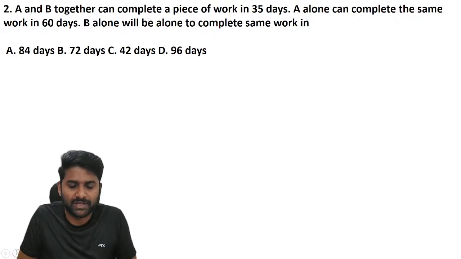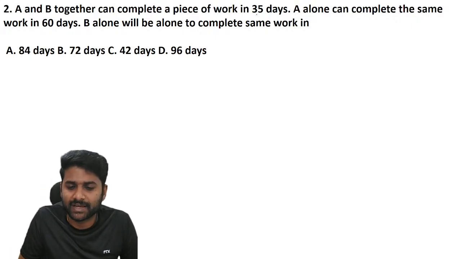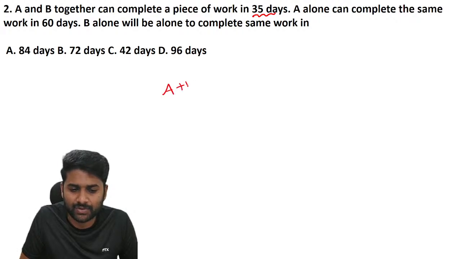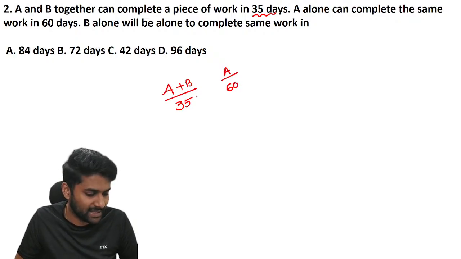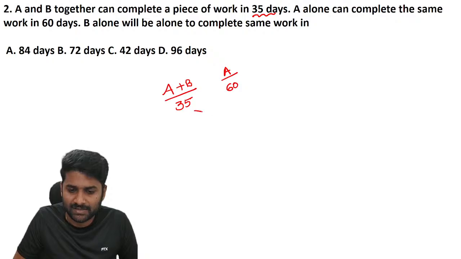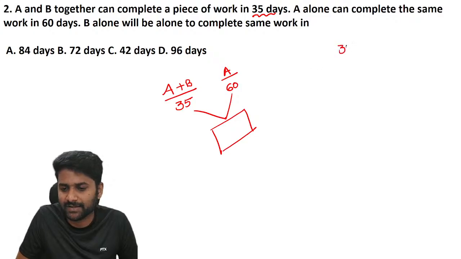Now try this question. If A and B together can complete the work in 35 days, and A can complete the same work alone in 60 days, then how many days will B alone take? Same as before, find the total work. So what is the LCM of 35 and 60?